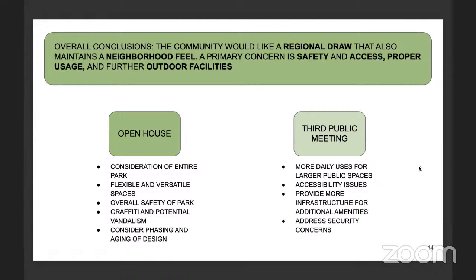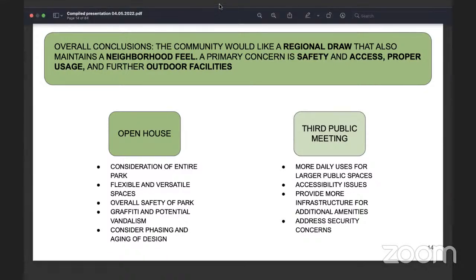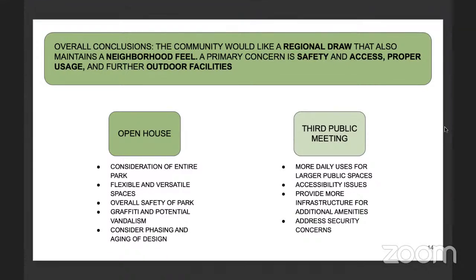Flexible, versatile spaces, the overall safety of the park, how we were handling graffiti and potential vandalism. And then we began to consider phasing and the aging of the design. And then back in February, we hosted our third public meeting here at the Northeast Chamber of Commerce. And our big takeaways from that were to add more daily uses for the larger public spaces, handle accessibility issues, provide more infrastructure for additional amenities, and then address security concerns.